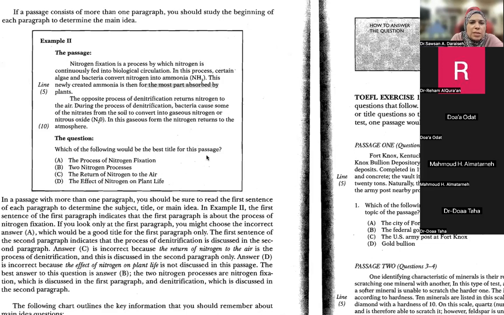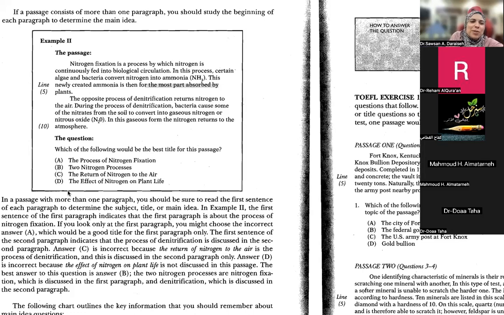Which of the following would be the best title for this passage? The process of nitrogen fixation, or two nitrogen processes, or the return of nitrogen to the air, or the effect of nitrogen on the plant. What do you think, Dr. Mahmoud? No, let's give the floor to Dr. Mahmoud. I want him to answer. Don't help him cheat. I don't want to see the answer. But logically, the answers are near each other.